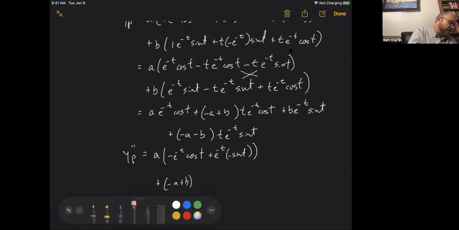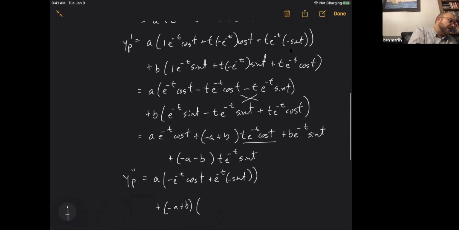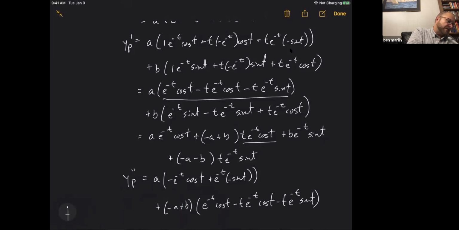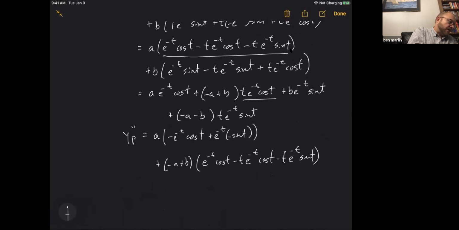We have to take the derivative of that. Since what we have to take the derivative of is t e to the minus t cosine t, what we're going to have to spot is that we have done that previously. So I am going to just copy this stuff up here. And so I'll have e to the minus t cosine t minus t e to the minus t cosine t minus t e to the minus t sine t. What a mess. All right.